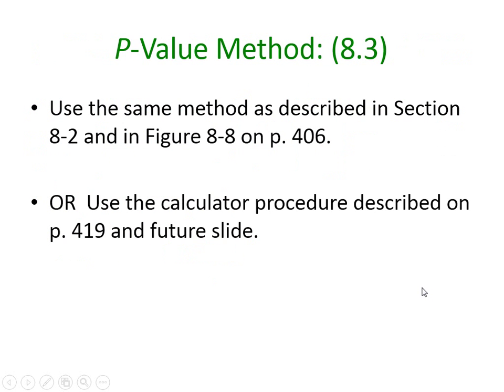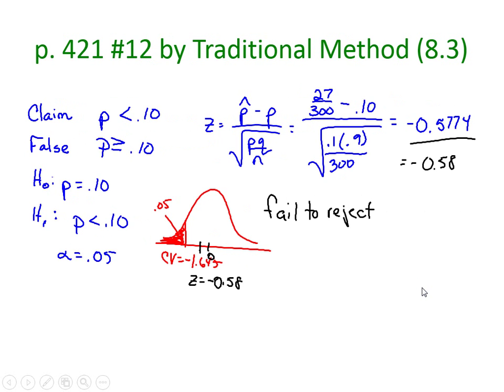Now, if we go through, this was going through the traditional method. The traditional method is used if I don't have a calculator that's going to be able to do a lot of the work for me to calculate out the p-value. I'm on the wrong page still, sorry.